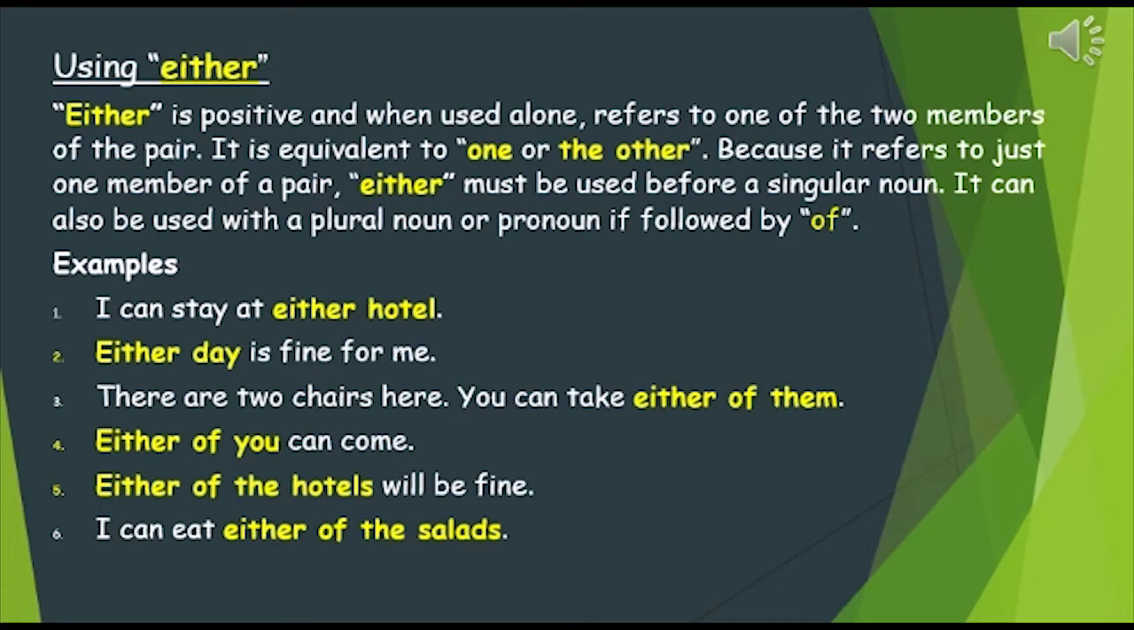Either must be used before a singular noun. It can also be used with a plural noun or pronoun if followed by of. We can use it with a plural noun or pronoun, but we must follow it with what? Of. Examples. I can stay at either hotel. I can stay at either of the two hotels.